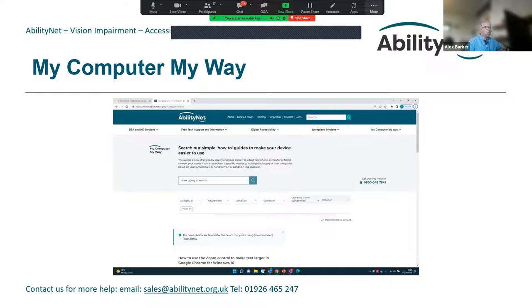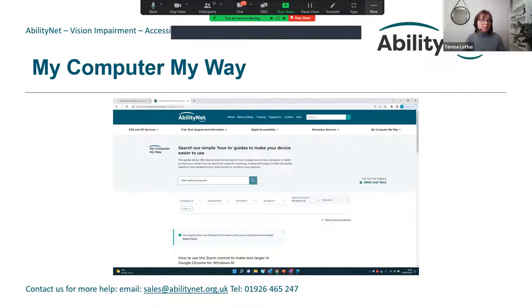It gives you step-by-step guides, but it will also give you quick guides just in case you're a bit more computer literate. As I say, My Computer My Way is totally free of charge. Anyone can use it, and it can help you get more out of your device. Yeah, it's a brilliant one, isn't it?